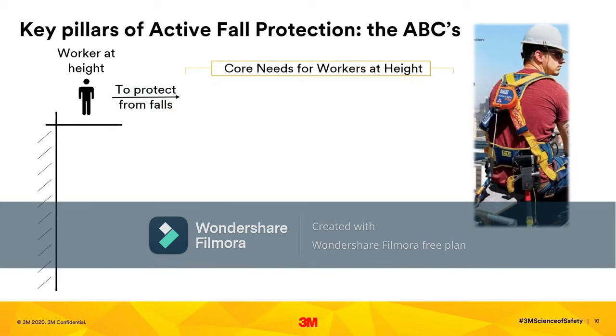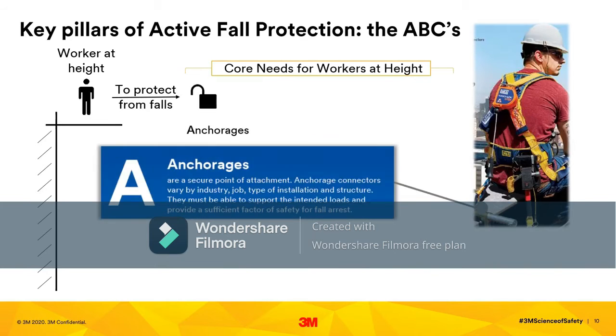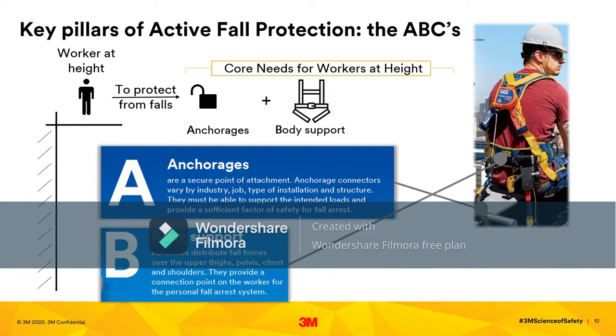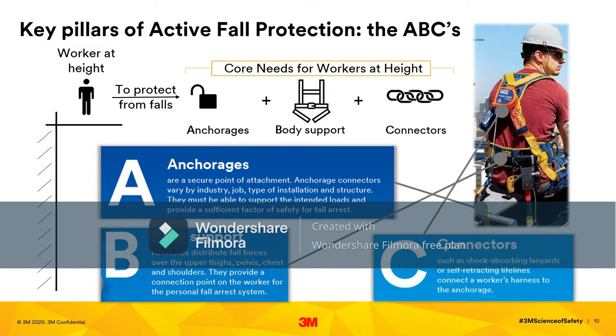To remember the main components of an active fall arrest system, just remember A, B, C. A is anchorage. A secure point of attachment, anchorage connectors will vary. B, body support, means it's a harness that's designed to distribute the forces across the body to provide a connection point on the worker for personal fall arrest systems. C, connectors. Connectors are lanyards or self-retracting devices that connect a worker's harness to the anchorage. The ABCs are part of a complete fall arrest system. You can't have one without the other.